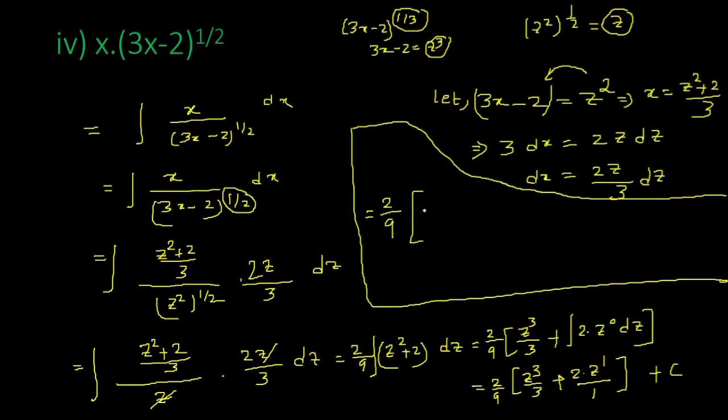z cube, that means (3x minus 2) whole to the power 3 by 2 by 3, plus 2z, z means (3x minus 2) whole to the power half, plus c. This is the way we can solve this type of integrations. So here we have to take 3x minus 2 equals z square, since the power is half. If the power was 1 by 3, then we have to take z cube, and if the power was 1 by 4, then we have to take z to the power 4.